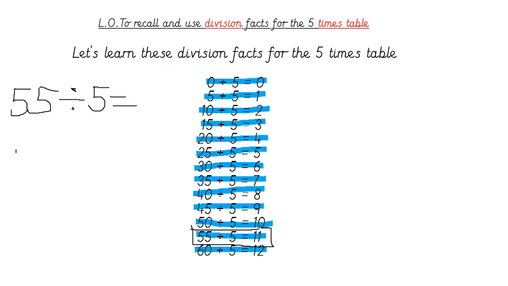So we've got 5, 10, 15, 20, 25, 30, 35, 40, 45, 50, 55. So I've counted to 55, and you could do it with your fingers. What number did I get? Number 11. So I counted in 5s all the way to 55, and the answer is 11. So that's another way you can do it.